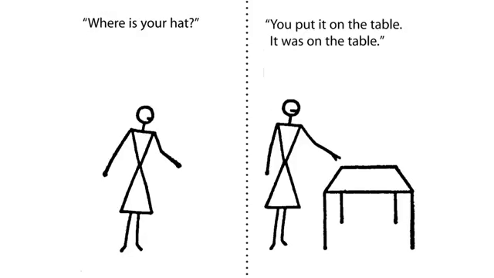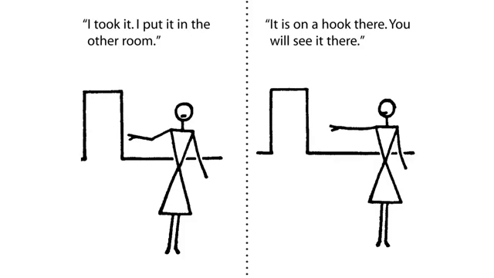Where is your hat? You put it on the table. It was on the table. I took it. I put it in the other room. It is on a hook there. You will see it there.